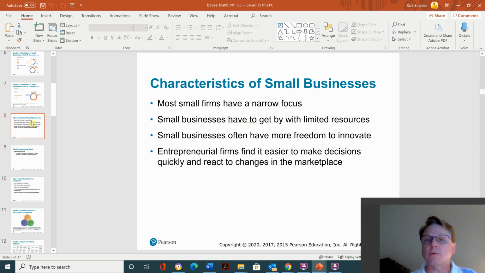Characteristics of small businesses: most small firms have a narrow focus. You don't have the resources to have a broad focus, so you focus on your niche. If you're a bricklayer, you lay bricks or rocks or anything that's masonry. You don't do carpentry, you don't do electrical work, you don't do plumbing. You focus on masonry. If you're a hairstylist, you normally just do hair. You don't normally do pedicures, manicures, massages, and so on. You're a hairstylist because that's your focus. You don't have time or resources to be a broad focused area.